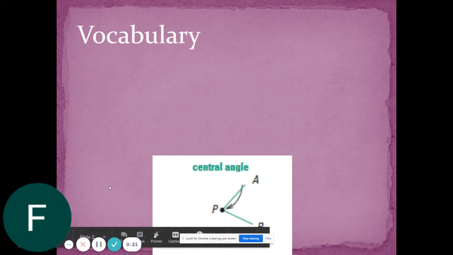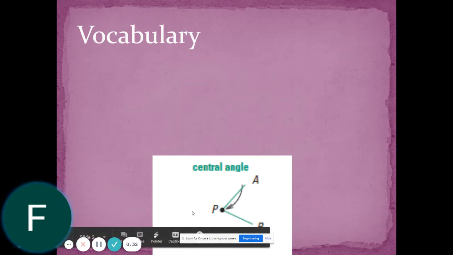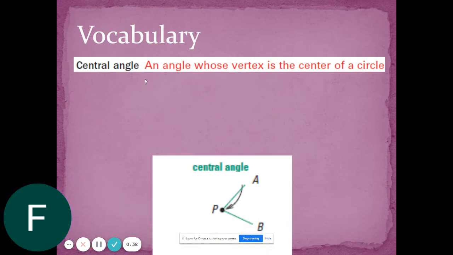The central angle is located directly in the center of the circle, and is created by the two radii coming from the center of the circle to the edge of the circle. So this is, again, the vocab: an angle whose vertex is the center of the circle, using the radii as the sides of the angle.